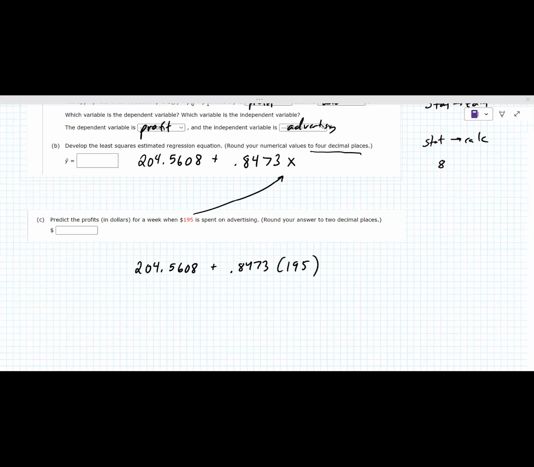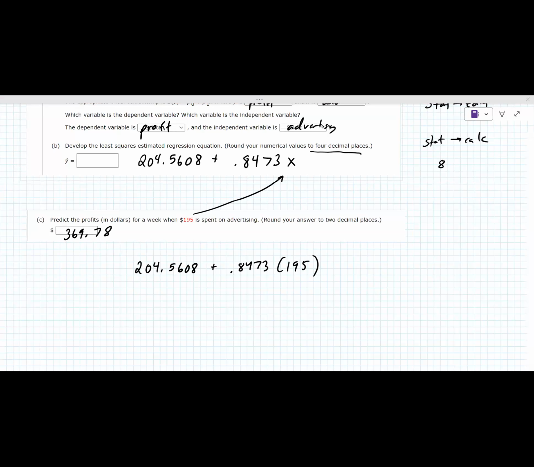Okay, it would be 369.7843. 369.78, like that. Okay, go ahead and give that a try. Make sure that that works. Should be good. Yep. All right.